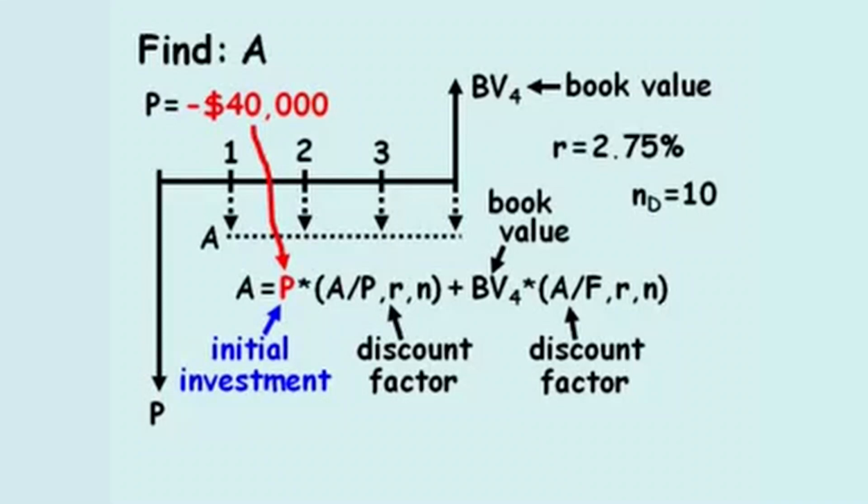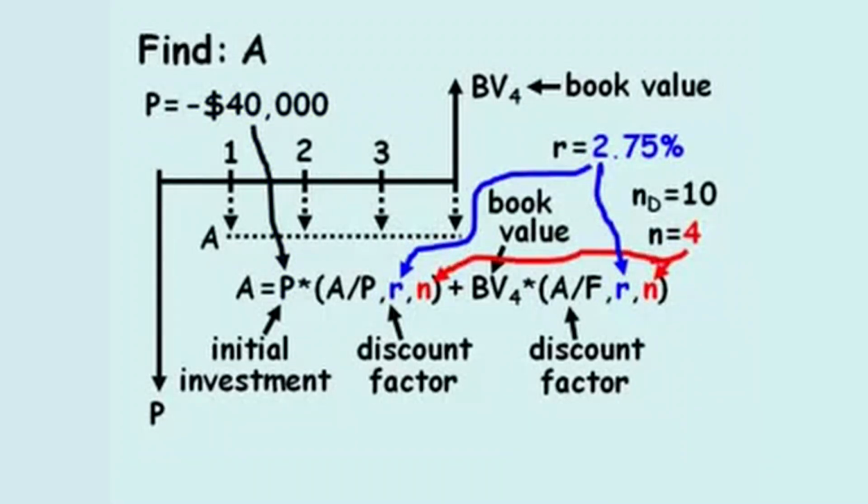For the two discount factors, R equals 2.75% and the variable N equals 4, because the annual amount, A, will be calculated over the span of 4 years. Keep in mind, this value for N of 4 years is different from the total lifespan of the investment, which is 10 years. This value of 10 years will be used to compute depreciation.